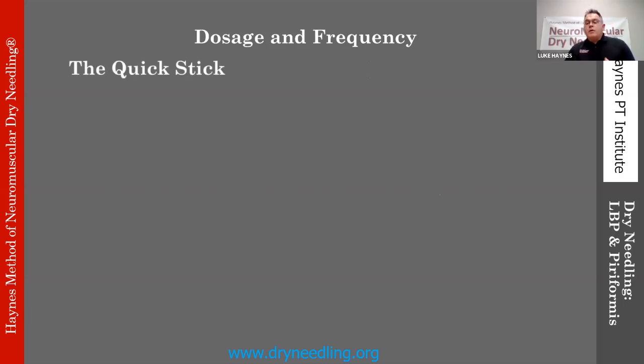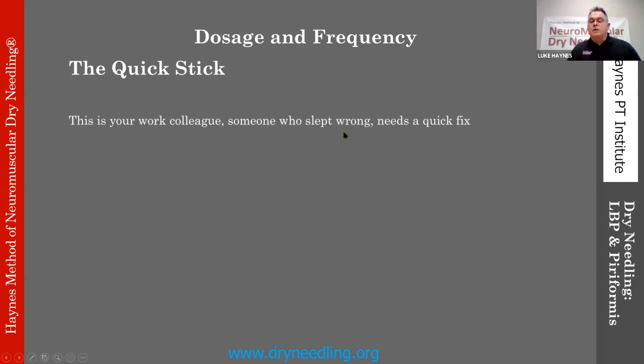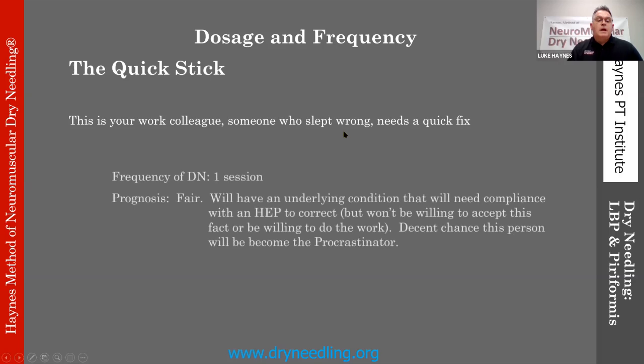And then we'll move to the third, which is the quick stick. This is your work colleague. This is someone who slept wrong, somebody that just needs a quick fix. The frequency here, obviously, it's a single session. This prognosis is only fair. And the reason for that is they're going to have an underlying condition that will need compliance with an HEP to correct, but they won't be willing to accept this fact and be willing to do the work. There's a decent chance that this person will become the fourth classification, which is the procrastinator.